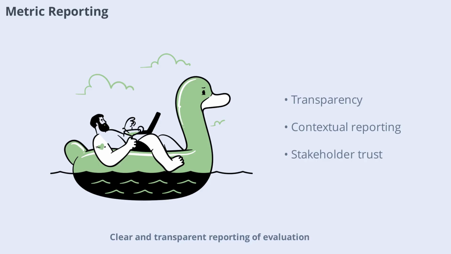Clear and transparent reporting of evaluation metrics is vital for trust and accountability. Reports should include not only the metric values but also explanations, visualizations, and context. This helps stakeholders understand model performance and make informed decisions about deployment or further development.